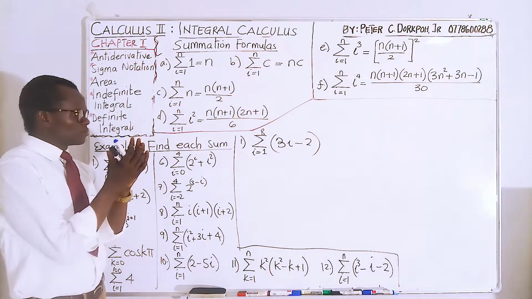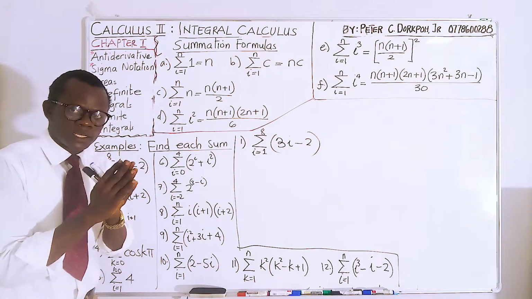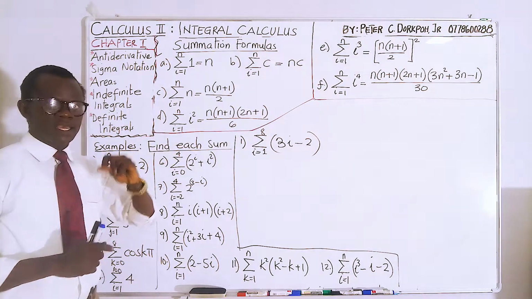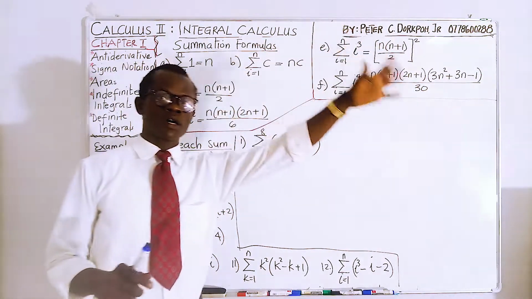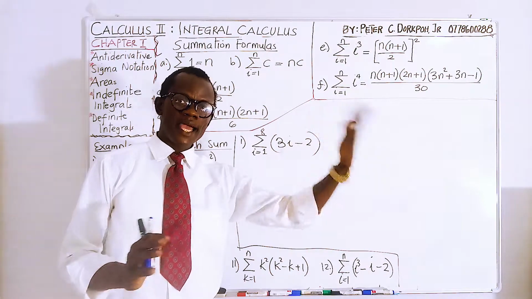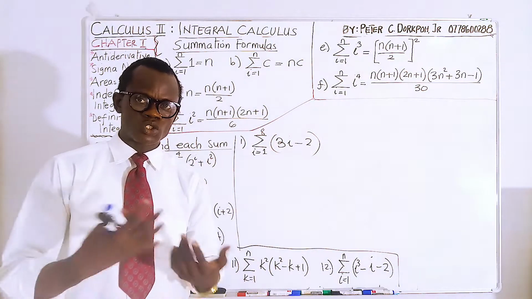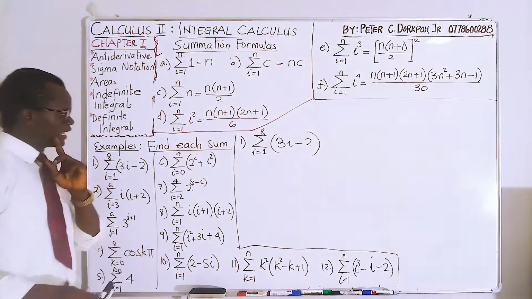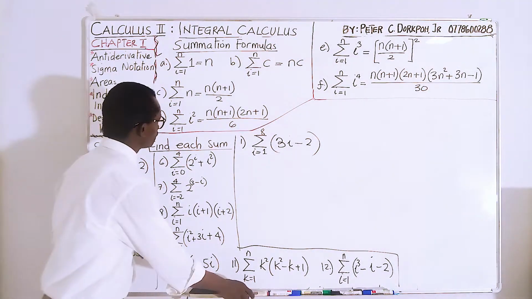Now, the index of summation doesn't only have to be r. It can be any other variable, but it must begin with 1, and it must end with some other number, right? It will be n, or a particular number that is known, or just any other number. But it must begin with 1.